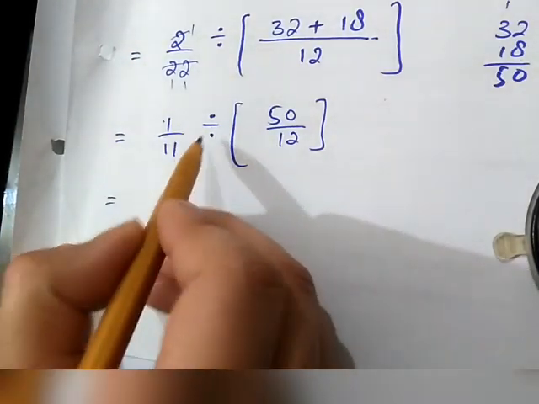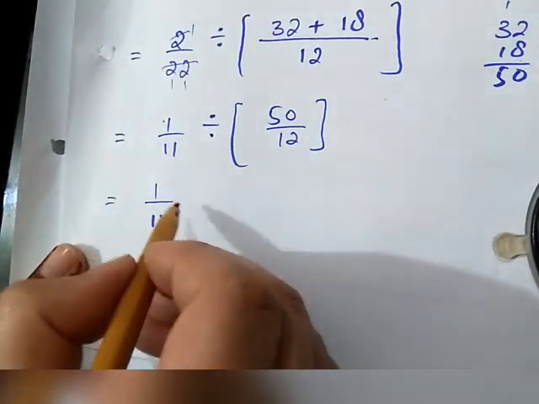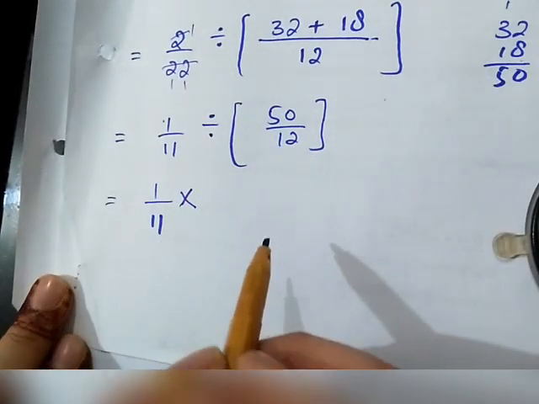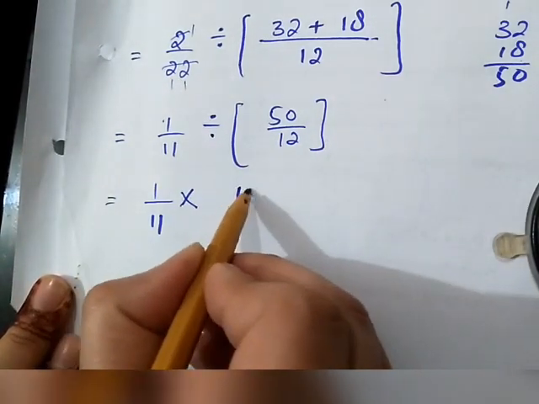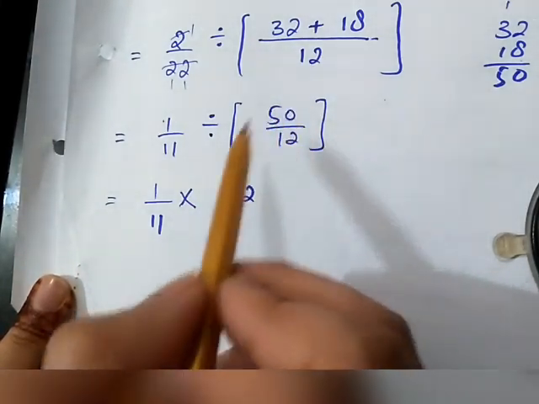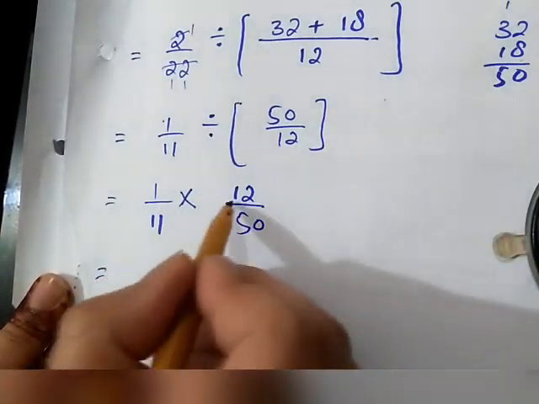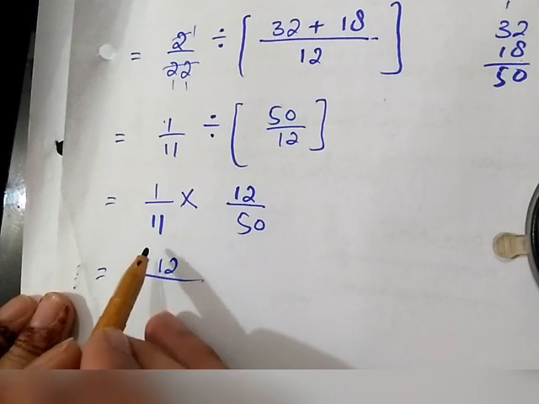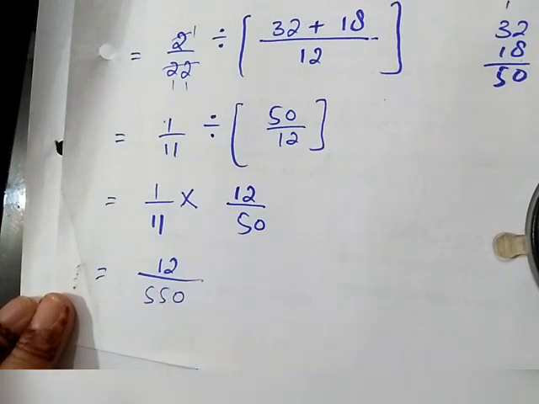Now in the next step we convert this division sign into multiplication sign. Write 1 by 11, convert this division into multiplication, and you know that whenever we convert division into multiplication, the term will become reciprocal. Reciprocal means the term will be inverted, upside down. So 50 divided by 12 will become 12 divided by 50. Now 12 1s are 12, and multiply 50 by 11. So the multiplication of 11 and 50 is equal to 550.